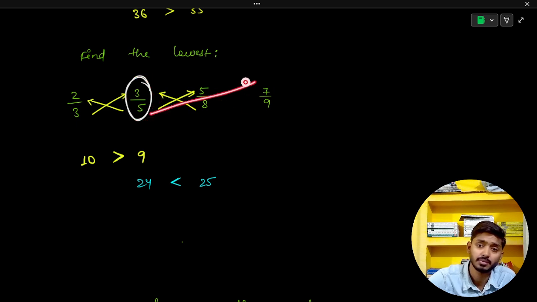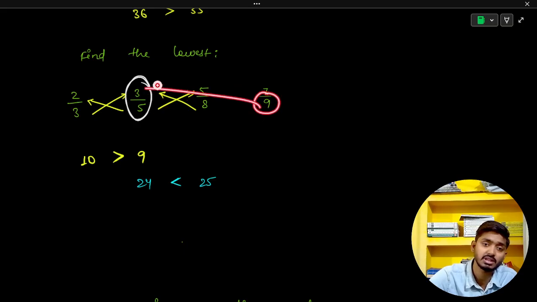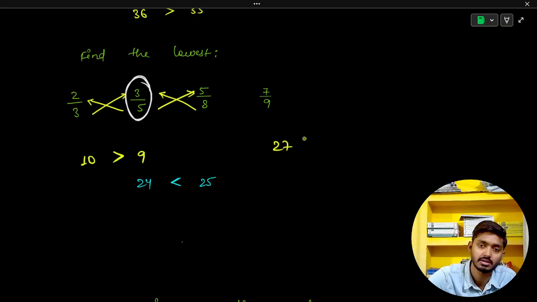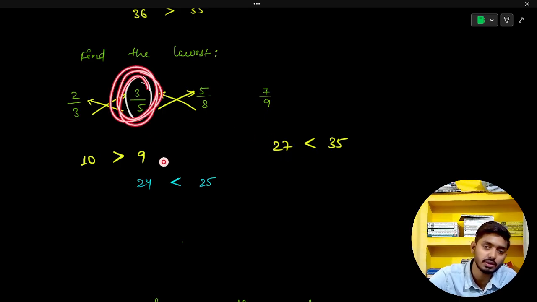Let's multiply. Shall I say let's cross multiply? 9 times 3 would turn out to be 27. Let me write 27. And 5 times 7 would turn out to be 35. Let me write 35 over here. We can very clearly see 27 is the lower one. So we'll say 3 by 5 is still the lowest one of all, and this is our winner.